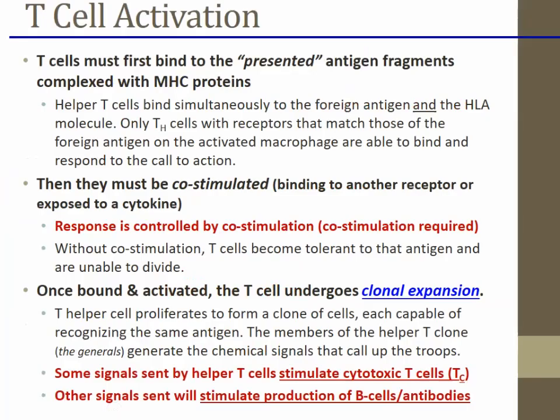Again, in the red, response is controlled by co-stimulation. In order for a T cell to be activated, notice the title of the slide. Notice what's in bold. They must first bind. And then what's important? Co-stimulation. So make this slide nice and short. T cell activation requires co-stimulation. Bam, that's it. Move on. Once bound and activated, what does it do? Clones, just like the B cells will do.